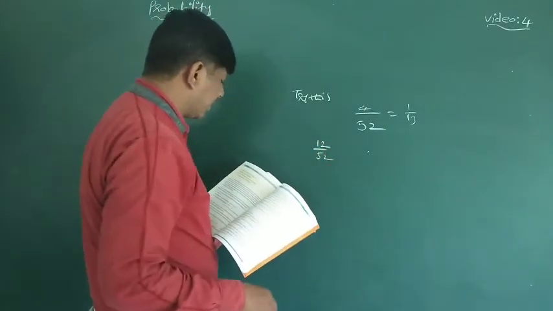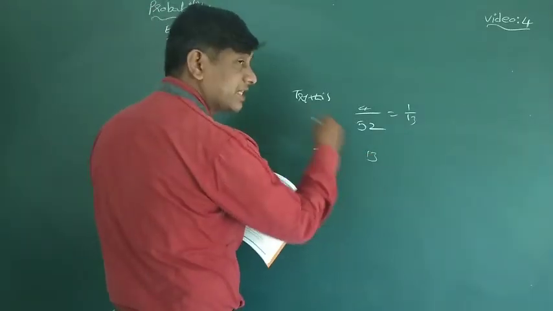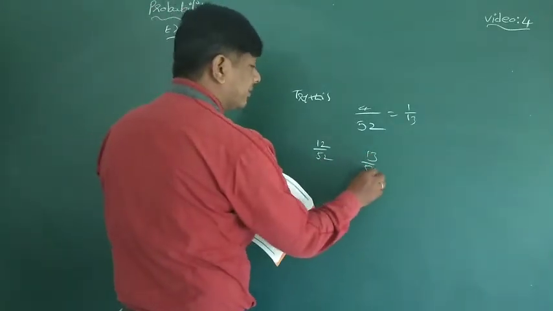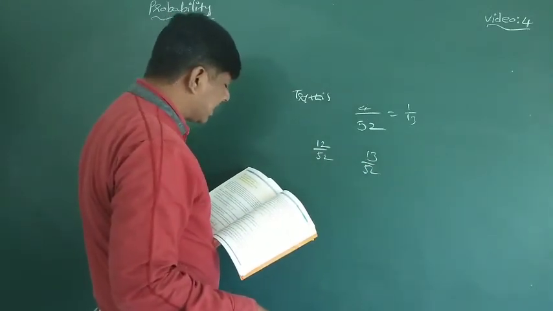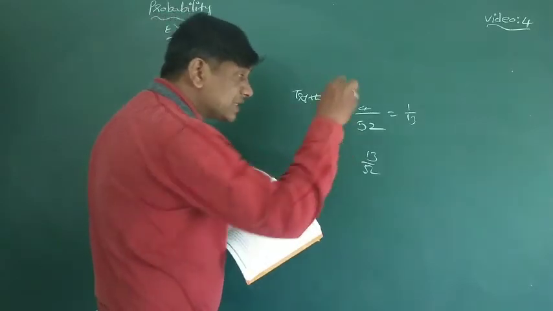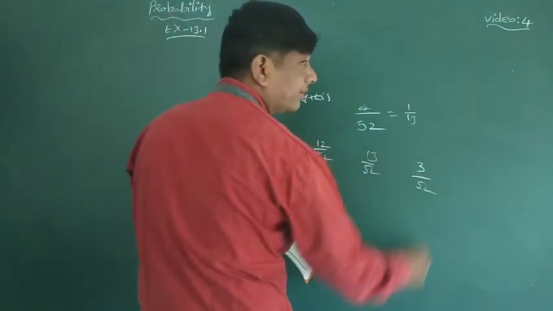Divide it. What is the probability it is a spade? How many spade cards will be? 13 spade cards, just now we gave, out of 52. Answer is 1 by 4. What is the probability that it is a face card of spades? In spades, how many face cards will be? 3 by 52.